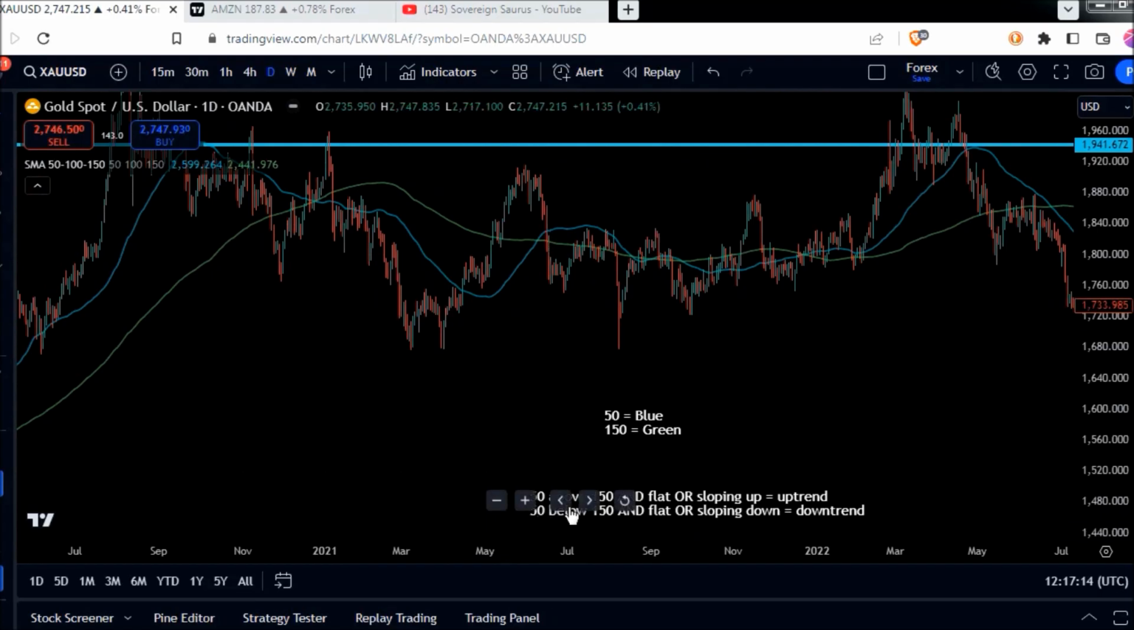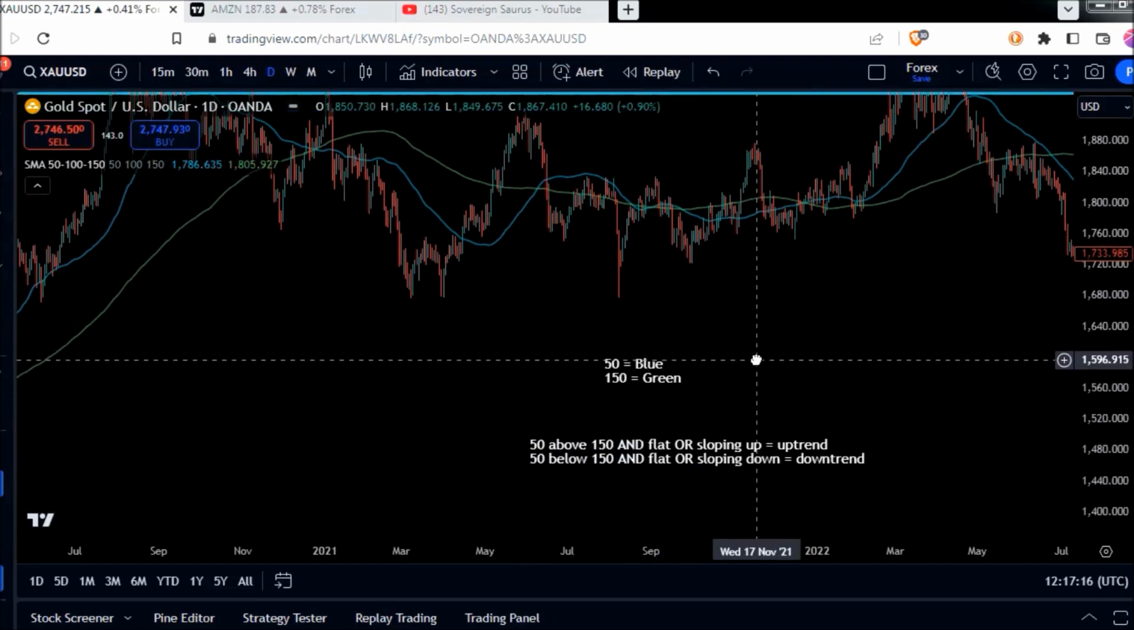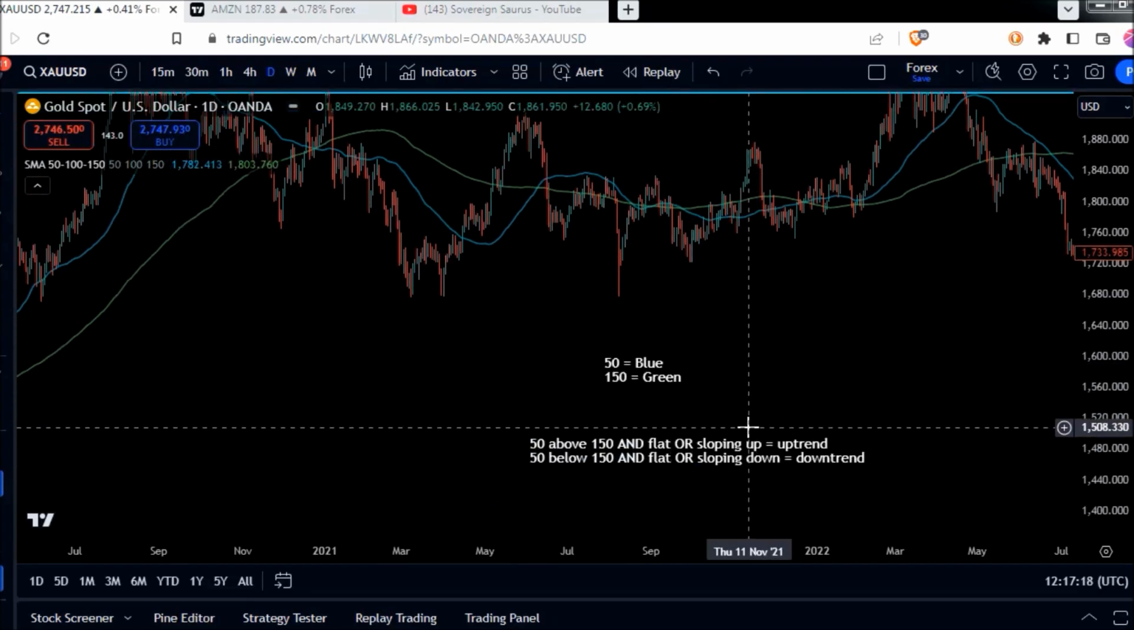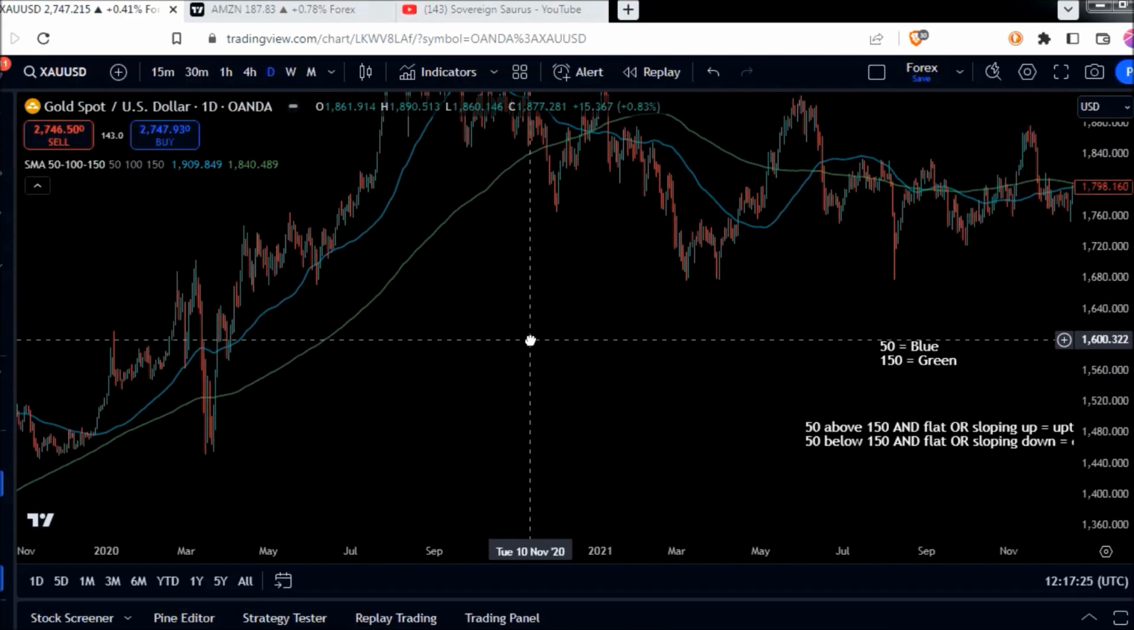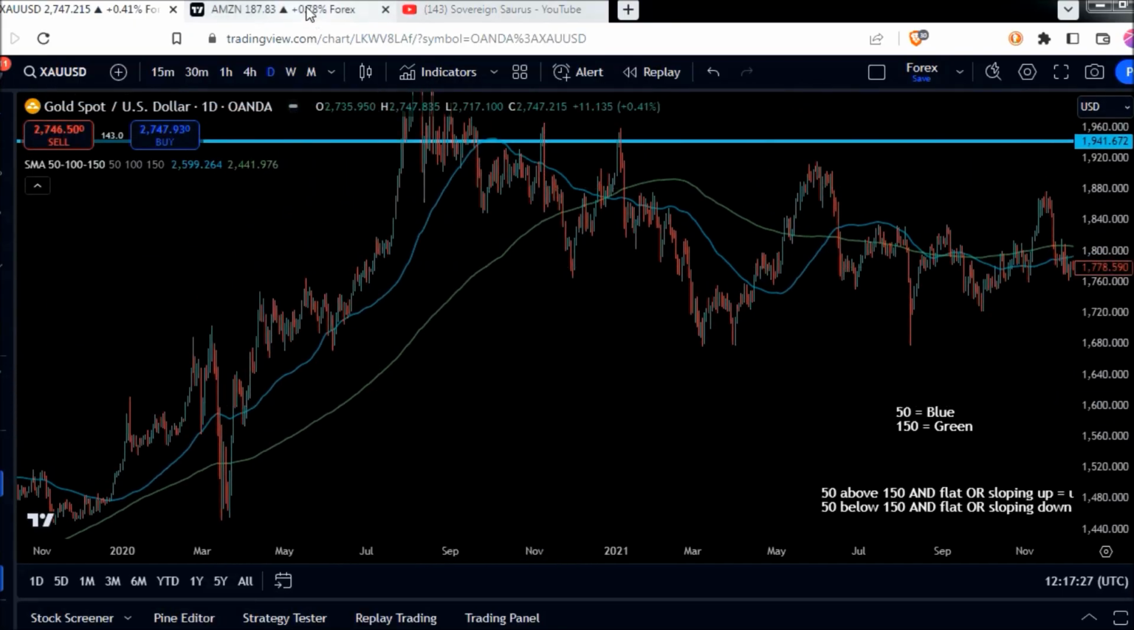So just to recap, we're looking for the 50 to be above the 150 and for the lines to be flat or sloping up for an uptrend, and obviously the opposite for a downtrend. So let me just show you on another market.